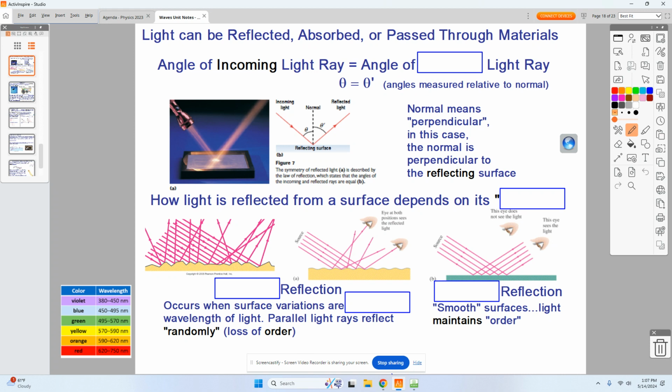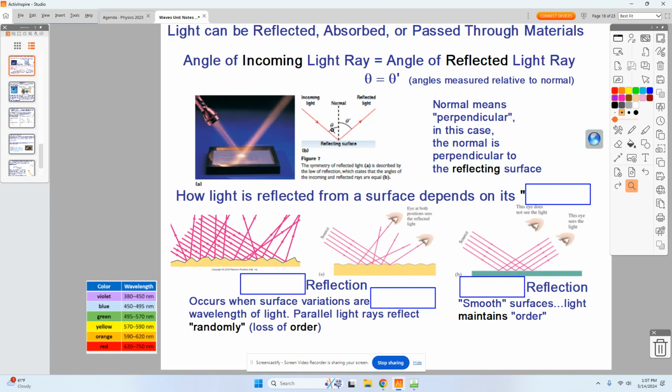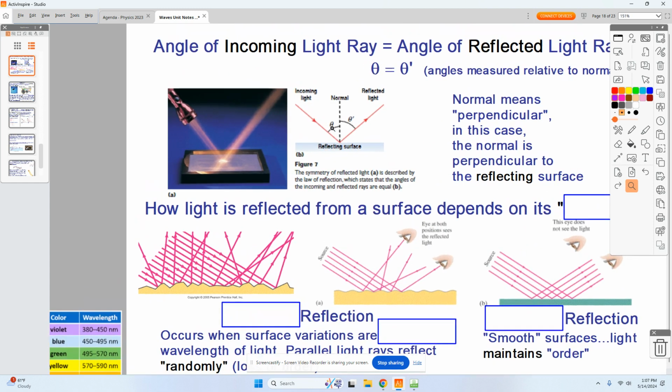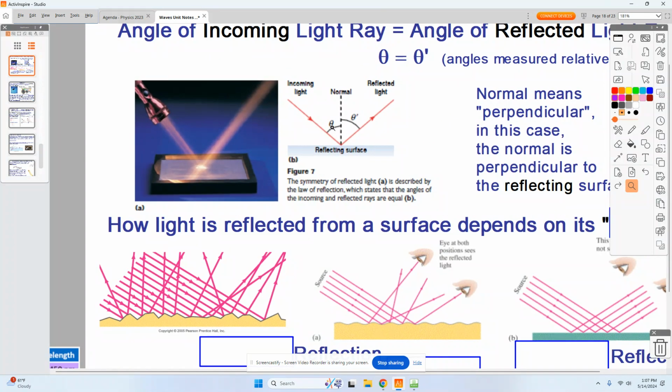But when we look at rays of light, they abide by a very particular kind of law. And the law basically says that the angle of the incoming light is equal to the angle of the reflected light. So whatever the angle is that the light comes in at, it leaves at the exact same angle. We usually use theta to represent the angle, and then theta prime would be the angle relative to what's called the normal. Now, the normal is a term that we would use in a math-based class, and this is not a math-based class, but normal would mean perpendicular to that surface.